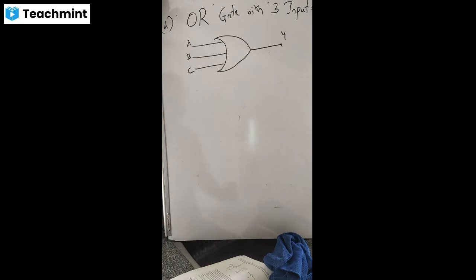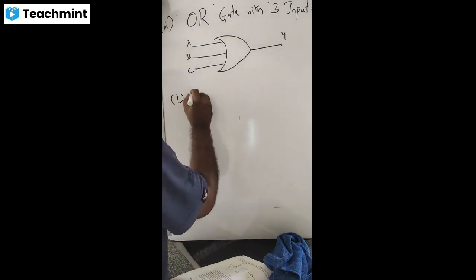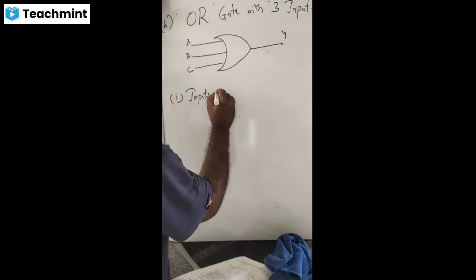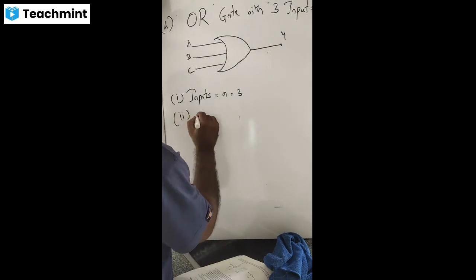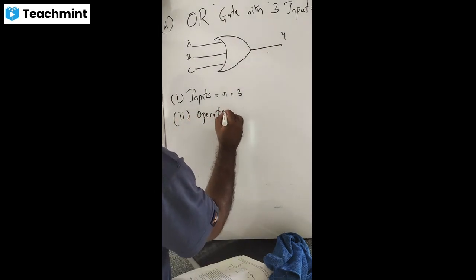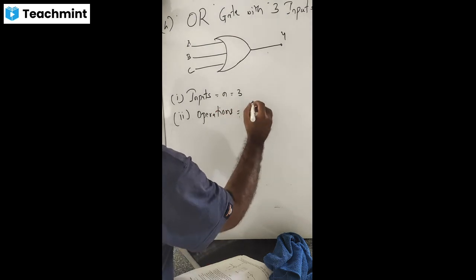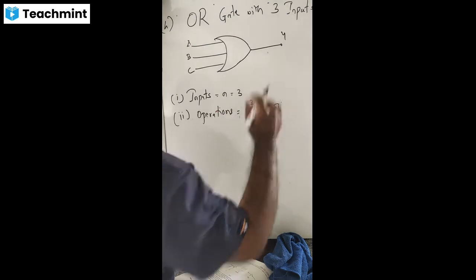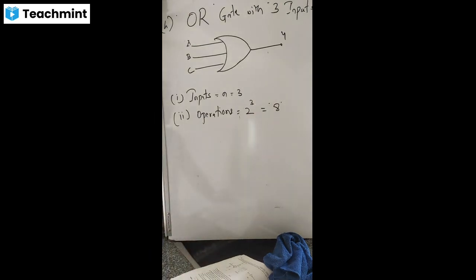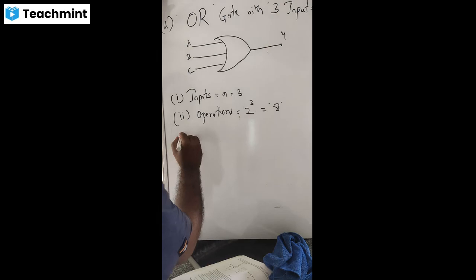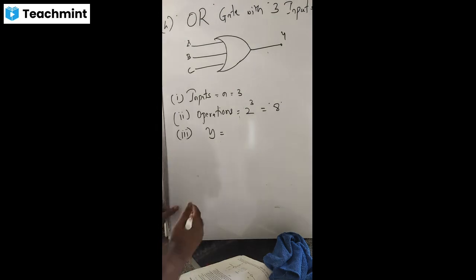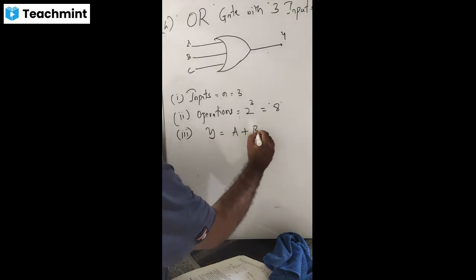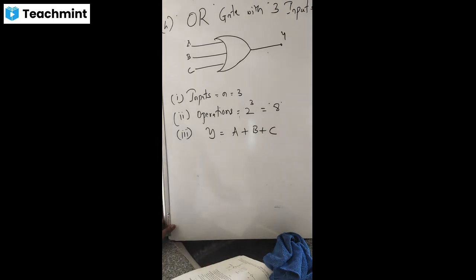So since inputs, let us go one by one step. How many inputs? Inputs n equal to 3. Then operations, the possibilities: 2 raised to 3, 8 possibilities. 2 raised to n, where n equal to 3. And third one, y. What Boolean expression should you write? A plus B plus C. A plus B plus C.